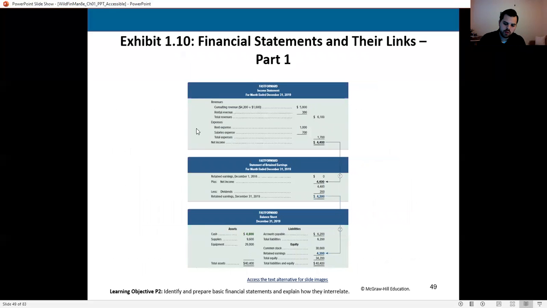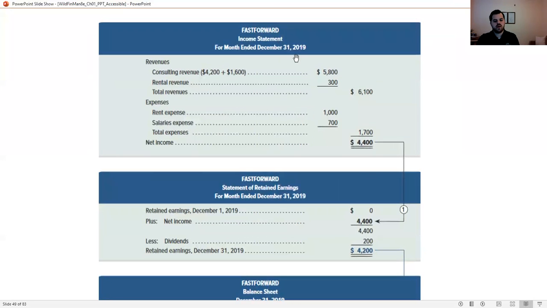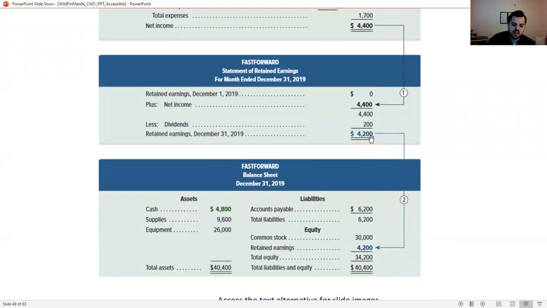So here's where we see our financial statements. Notice we have our income statement. We have our revenues minus our expenses giving us net income. You'll notice how net income is flowing down into our statement of retained earnings. Also pulling out our dividends gives us our ending retained earnings balance. This ending retained earnings balance will then flow through, as we said, to the equity piece of our balance sheet, allowing our total liabilities and equity to balance out.